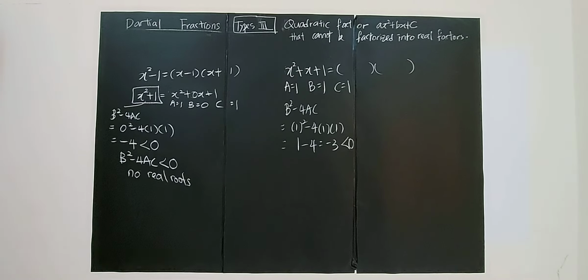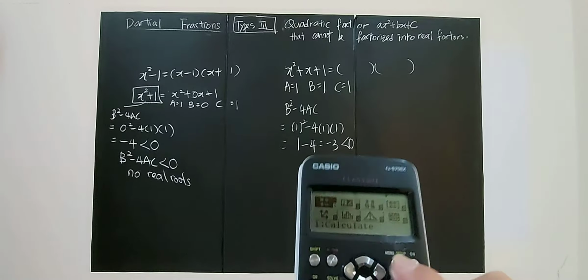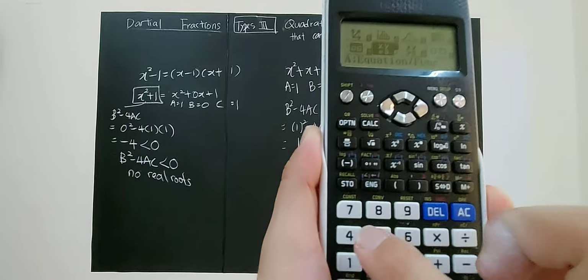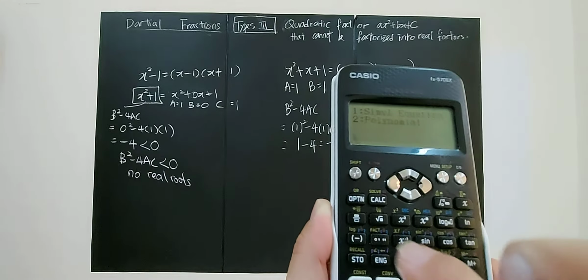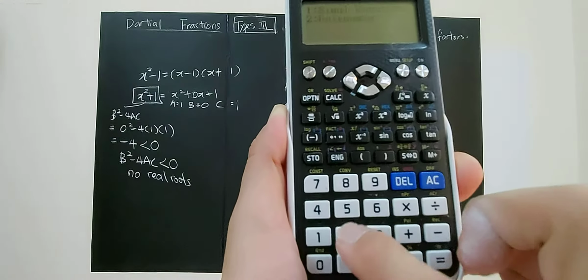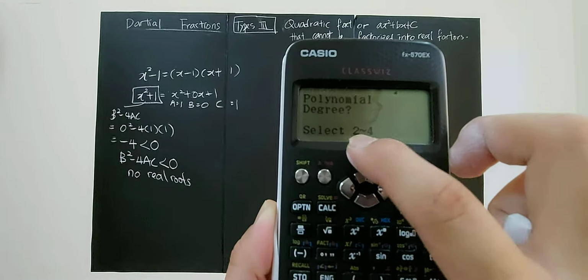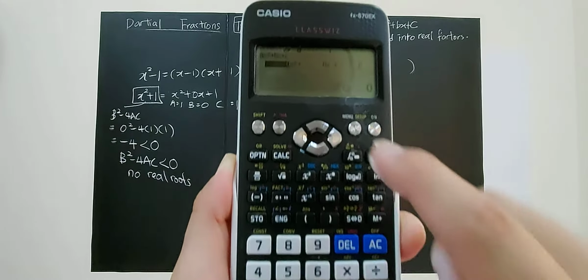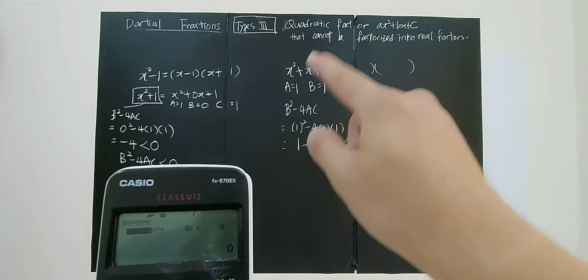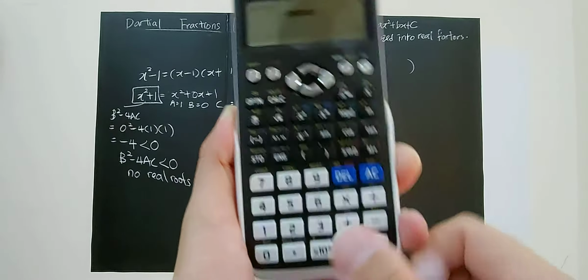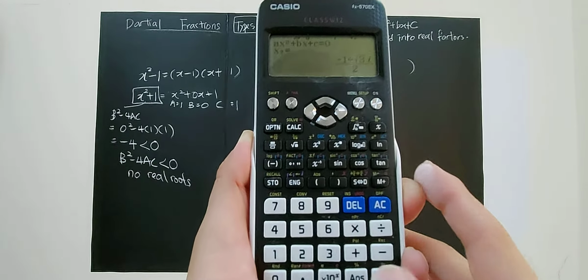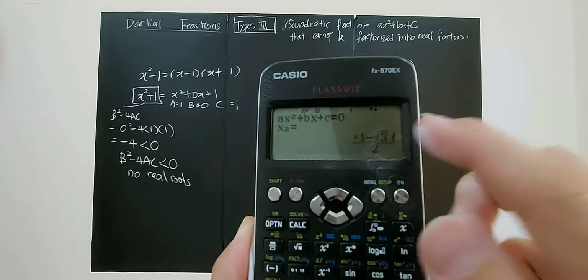Or you can use a calculator to check that. If you don't trust me, you can use the calculator. You go to the equation mode, choose polynomial, and select degree 2, because this is degree 2. Then you key in the coefficients 1, 1, 1, pressing equals each time. So you have negative 1 and, can you see that, there is an i here.